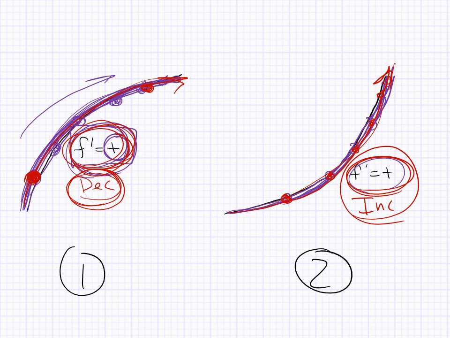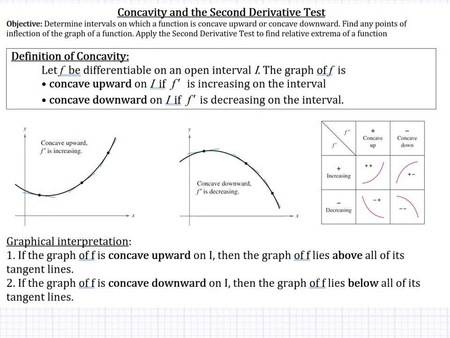And that's what this next section is all about, which we describe as something called concavity. So in this section, we discuss concavity. We talk about a function being concave up or concave down. A function is considered to be concave upward on an interval if the derivative is increasing.